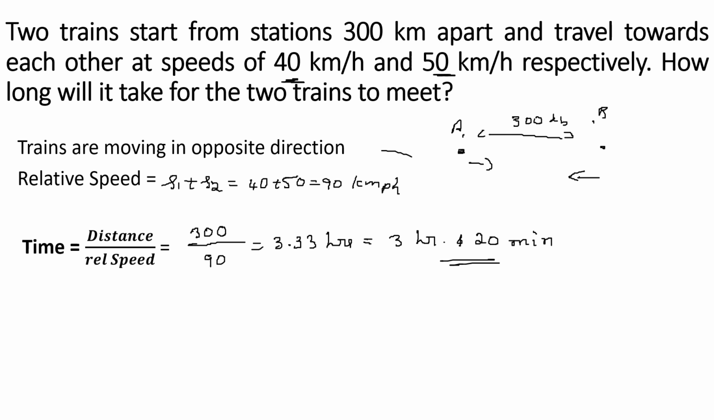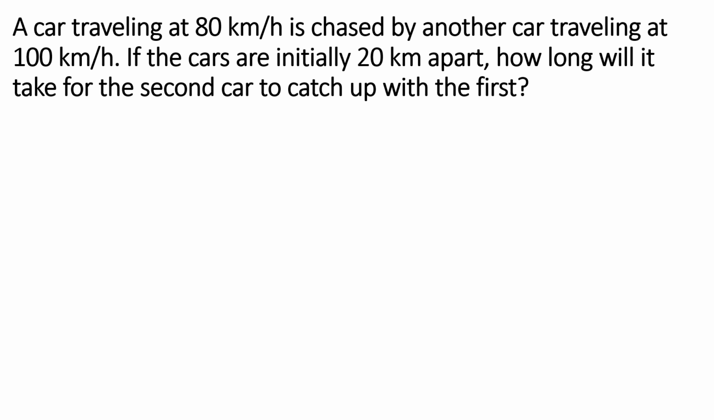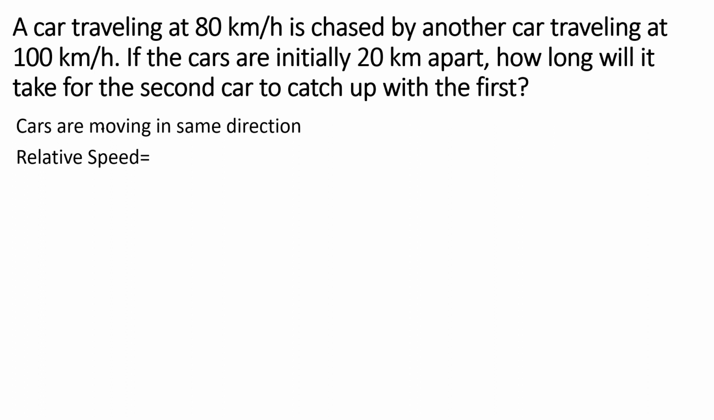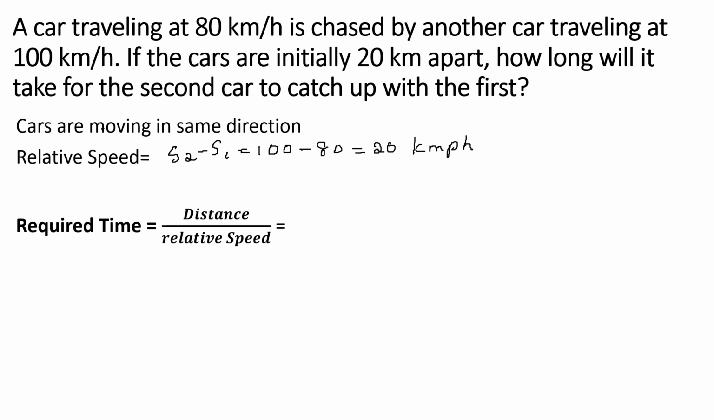Okay. Next problem. A car traveling at 80 km per hour is chased by another car traveling at 100 km per hour. If the cars are initially 20 kilometers apart, how long will it take for the second car to catch up with the first car? Since the cars are traveling in the same direction, chasing each other means same direction, the relative speed will be the difference. So you will take S2 minus S1 here, that is 100 minus 80. So that is 20 kilometer per hour. 20 kilometer per hour will be the relative speed of the car.